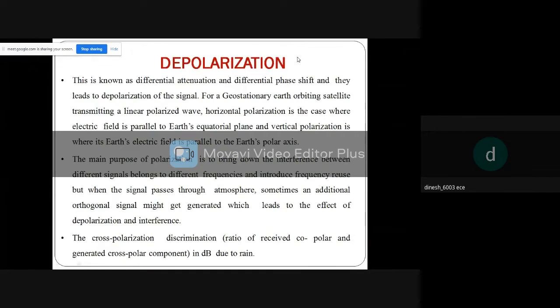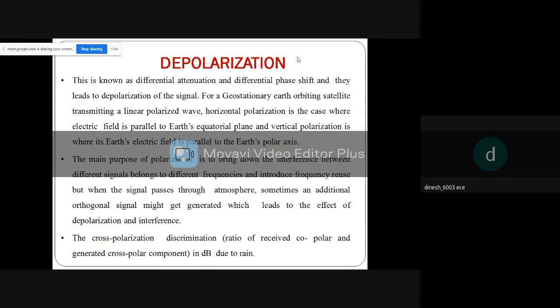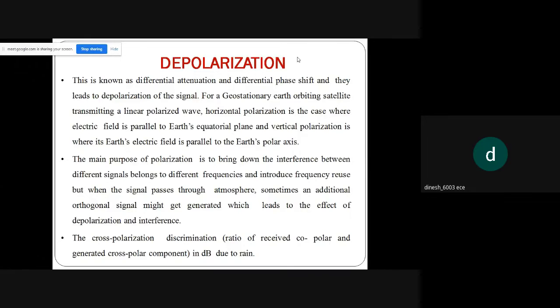So for a geostationary Earth orbiting satellite that transmits a linearly polarized wave, horizontal polarization is the case where the electric field is parallel to Earth's equatorial plane, and vertical polarization is where the electric field is parallel to Earth's polar axis. So this is how we determine horizontal polarization and vertical polarization.